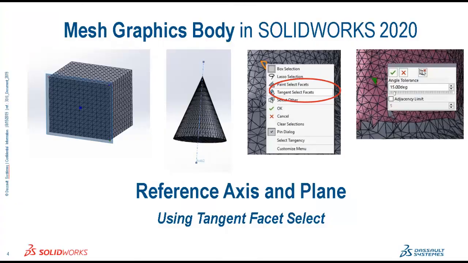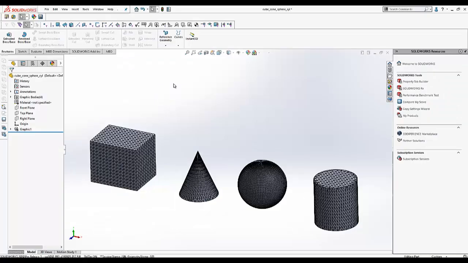The next enhancements I will be going over are the ability to create reference axes and reference planes from mesh graphics bodies. Here, I will also show you how to use the new Tangent Facet Select tool supported for graphics bodies. For this example, I am using a CAD file that was exported as a mesh and imported as a graphics body. To create an axis, I go to the Reference Geometry drop-down on the Command Manager and select Axis.